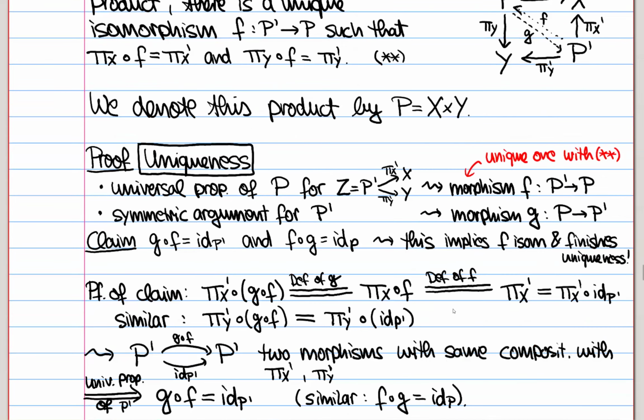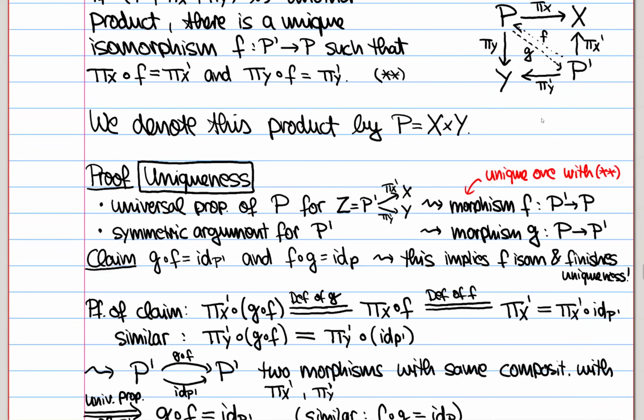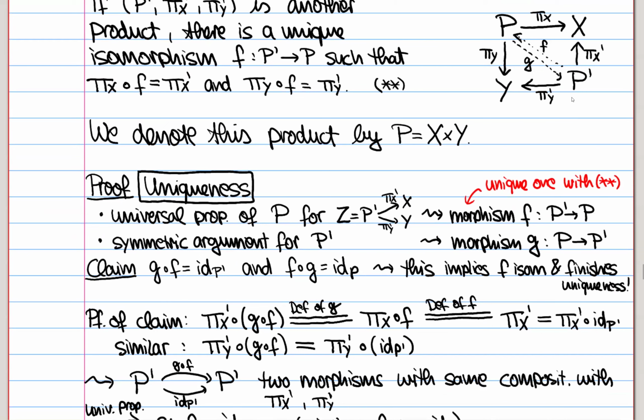And instead of starting with the construction and checking uniqueness, let's first check the uniqueness. So if one exists, or if two of them exist, then they're isomorphic like this. And so for this, you just observe that you can use the universal property of P, because if you take Z equal to P prime, then this space has a map to X and has a map to Y. And so by the universal property, there exists a unique map f, as in this diagram here.